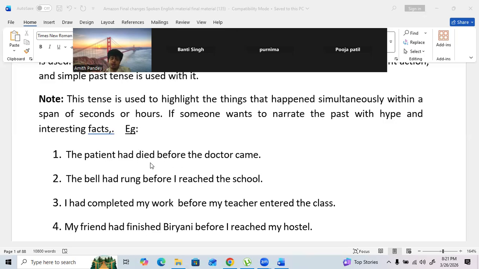The action which got completed before. So which action got completed before? Patient had died. So with this you have to use had died, that is past perfect, before the doctor came. So the action that completed later, with that you have to use simple past.